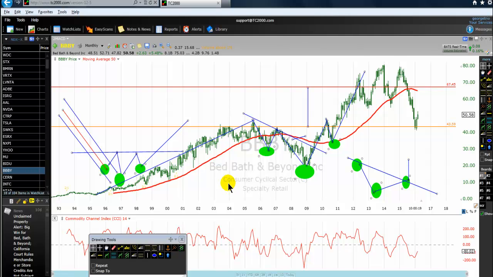All right. There is another place where we can see the inverted head and shoulder chart pattern. We can see the inverted head and shoulder chart pattern at a price target level. What do I mean by that?